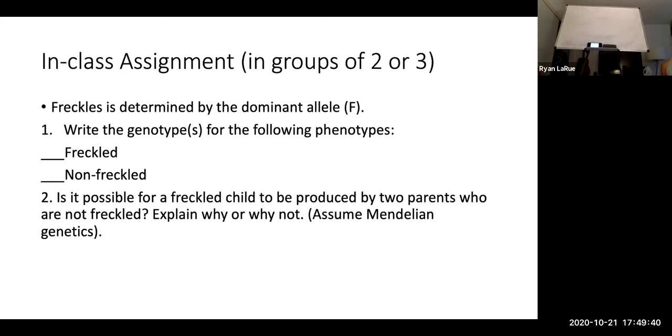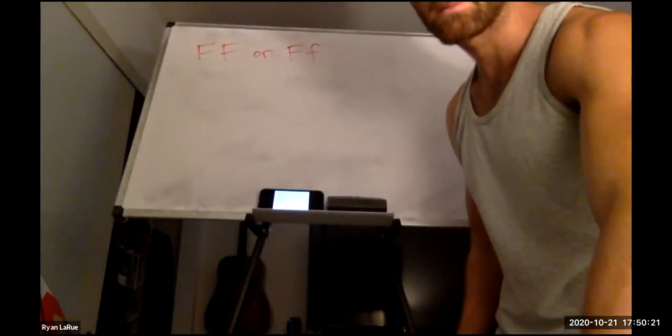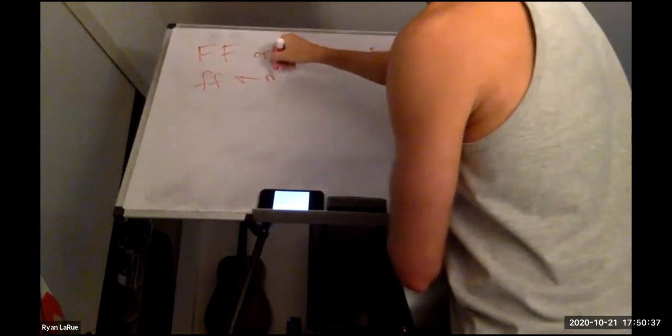Okay. The genotype or genotypes for the following phenotypes. Freckled. What are our genotype or genotypes? Christine is correct. Remember, genotype is 2 alleles, right? So freckled would be big F, big F, or big F, little f. Exactly. Non-freckled? Only one possibility. It's recessive to be non-freckled. So little f, little f. So this is freckled. This is non-freckled.